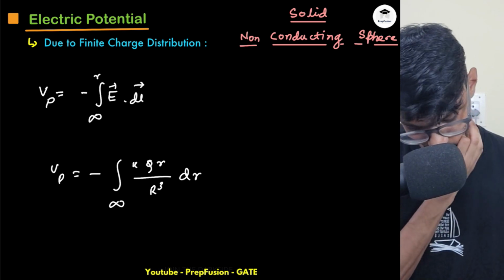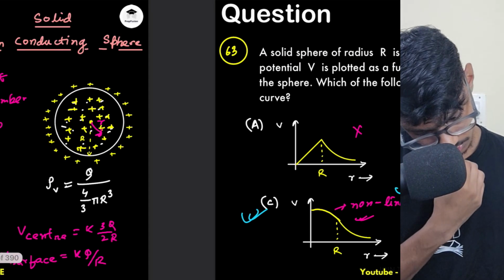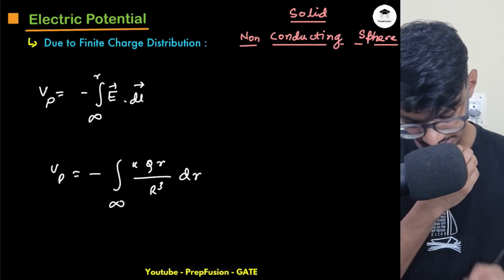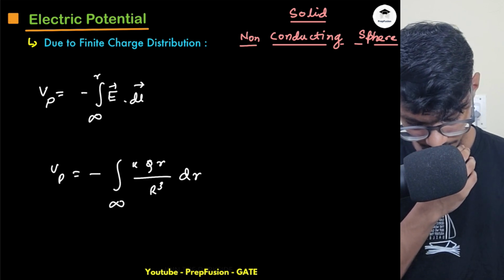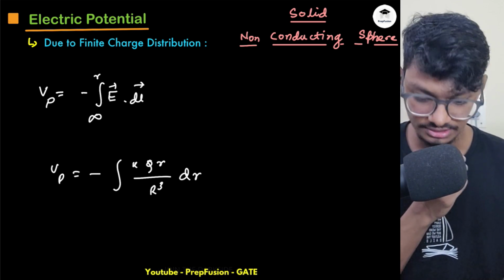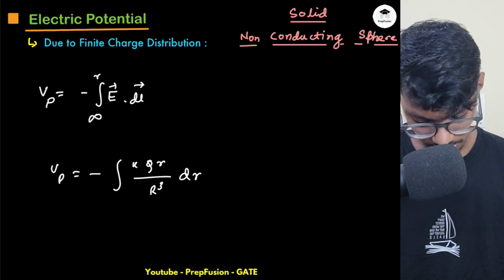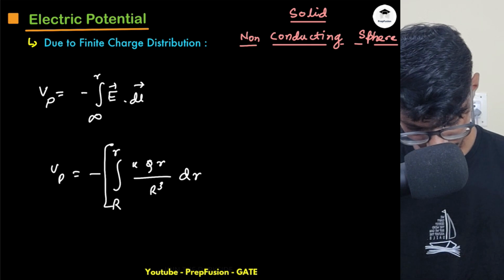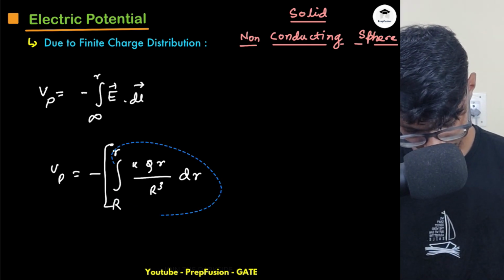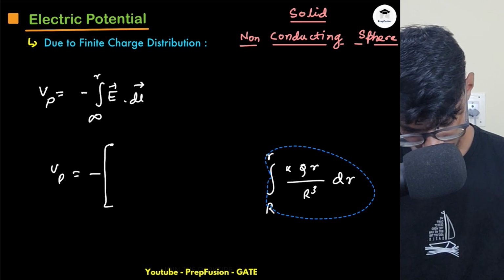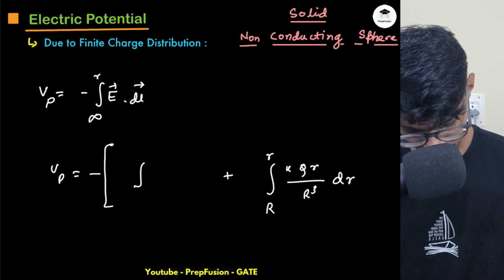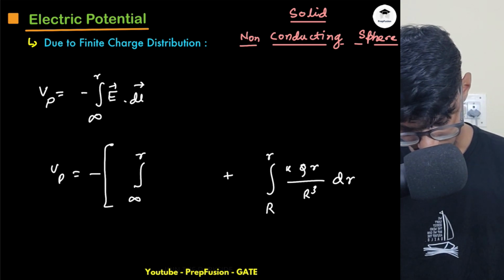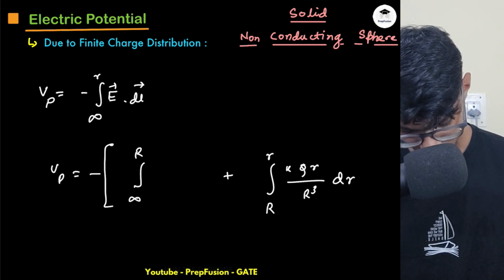Am I doing something wrong here? Sorry, the expression for the electric field actually changes, so I have to break this down into two parts. The first part should go from infinity to capital R, then from capital R to small r.